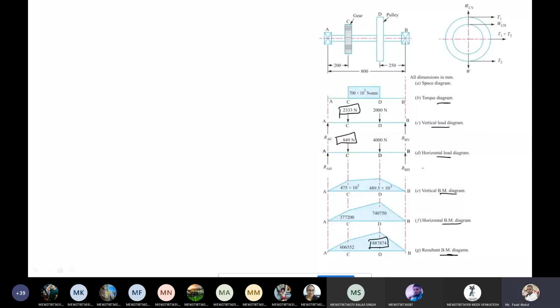Like this, especially for the design of shaft, whatever diagram I'm showing on the screen, is it appearing, Babu? The diagram I'm showing on the screen, is it appearing to all? Yes, sir, appearing, sir. So this total diagrammatic representation is very important, especially for the design of shaft.